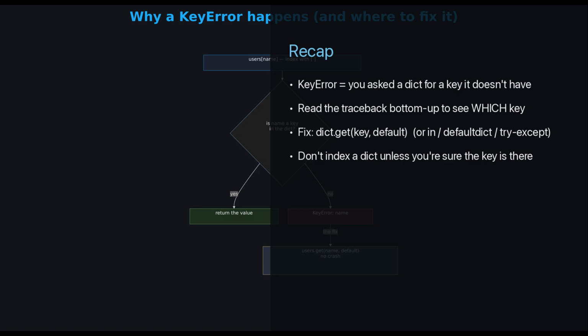Let's recap. A KeyError means you asked a dictionary for a key it doesn't have, read the traceback from the bottom to see exactly which key. The cleanest fix is .get with a default, and you've also got the in check, defaultdict, and try except. The rule of thumb, don't index a dictionary with square brackets unless you're certain the key is there.